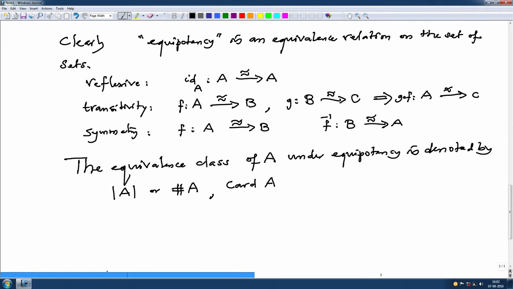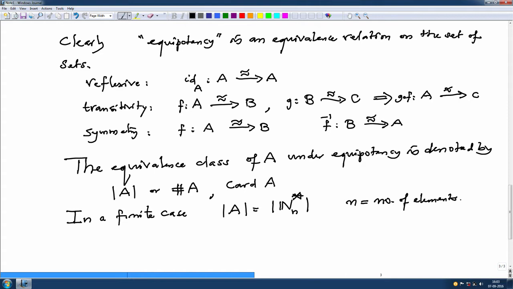So, now let us see in a finite case what happens. This represents all the sets which are in bijective correspondence with A. In a finite case, a prototype of this equivalence class of A is one representative we know very well, that is n star, where n is the uniquely determined natural number which we say is the number of elements in A. This is in a finite case.